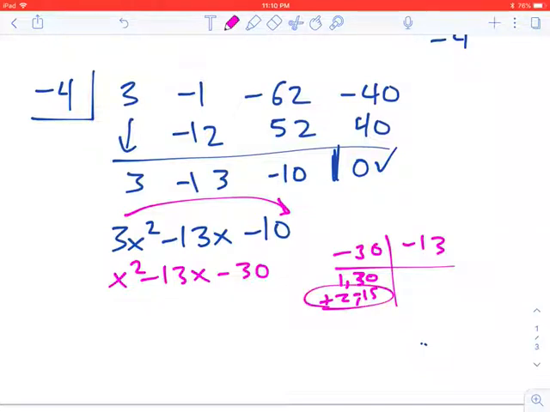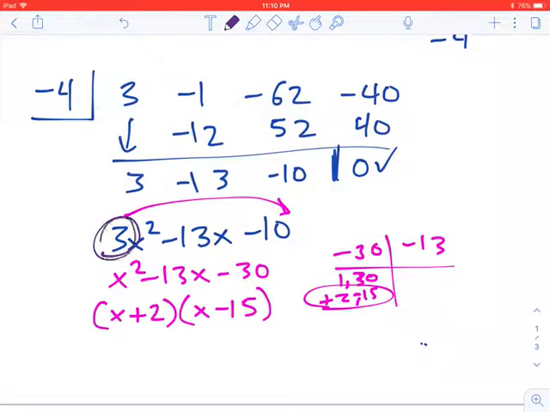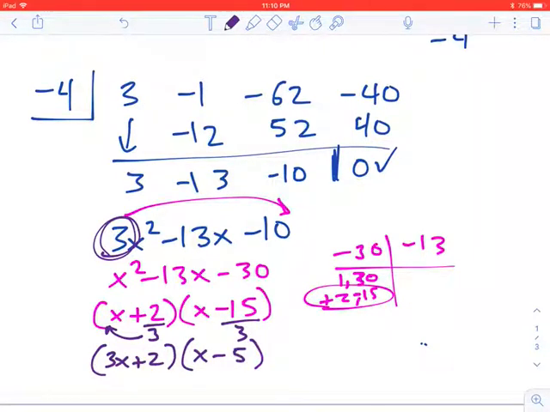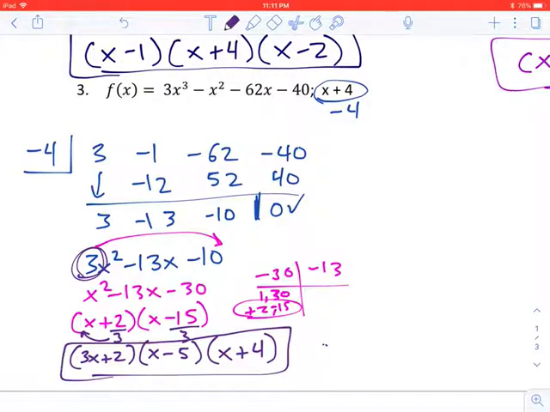There we go. And so put those into the parentheses, but this time it doesn't really work. Because remember, when you slide, you must divide by that number. So divide by 3 here, divide by 3 here. This one slides up. I've got 3x plus 2. This one actually divides to get x minus 5. And then I have our original x plus 4. And there is our final group of factors.